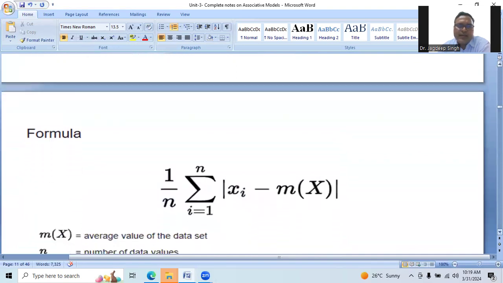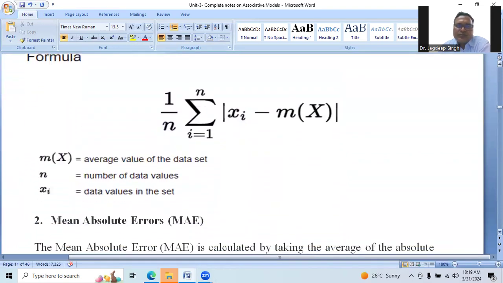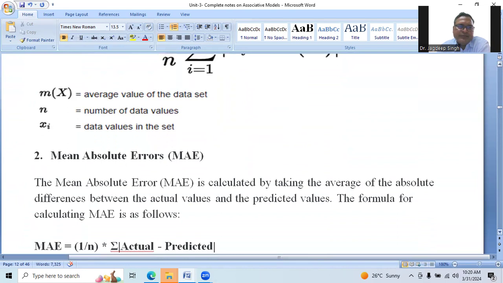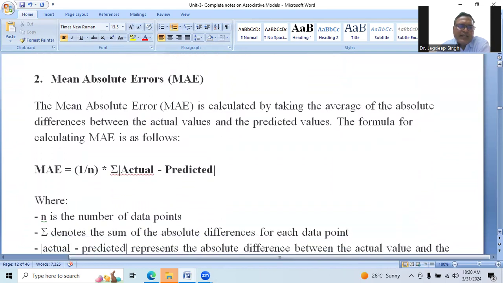Now the formula of MAD is 1 by n summation i equal to 1 to n absolute of xi minus mx. Mx is the average value of the data set, n is the number of data values, and xi are the data values in the set.